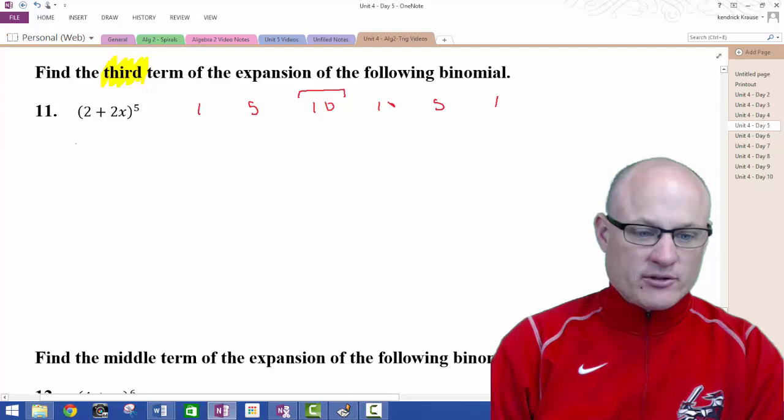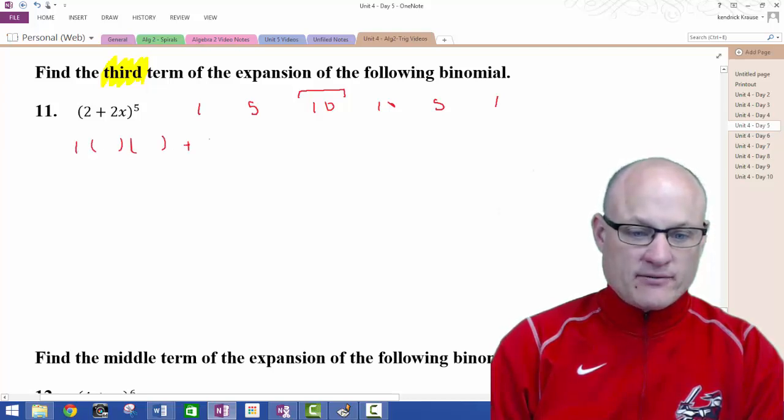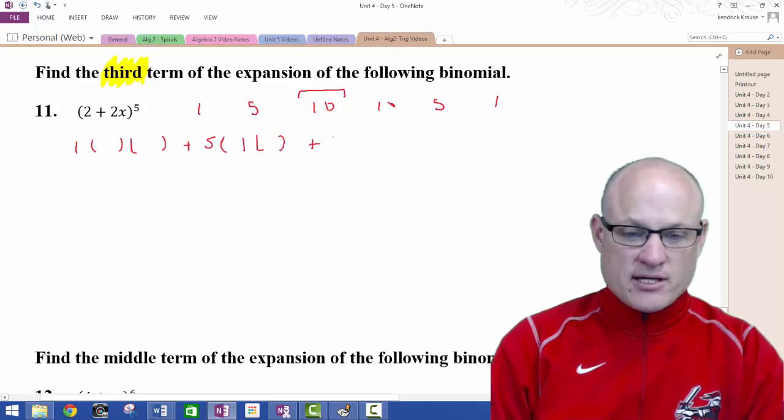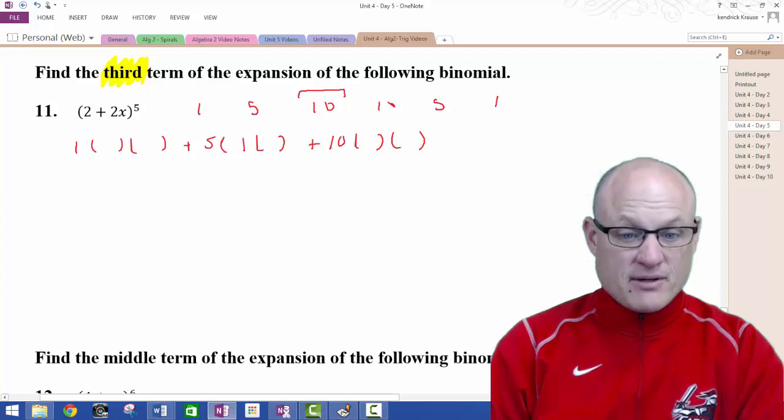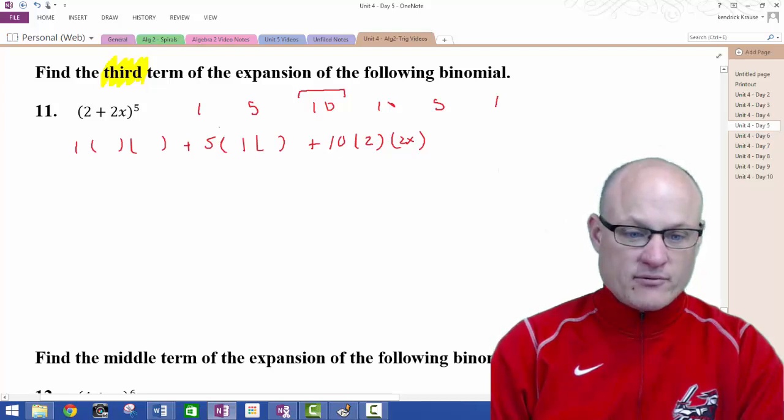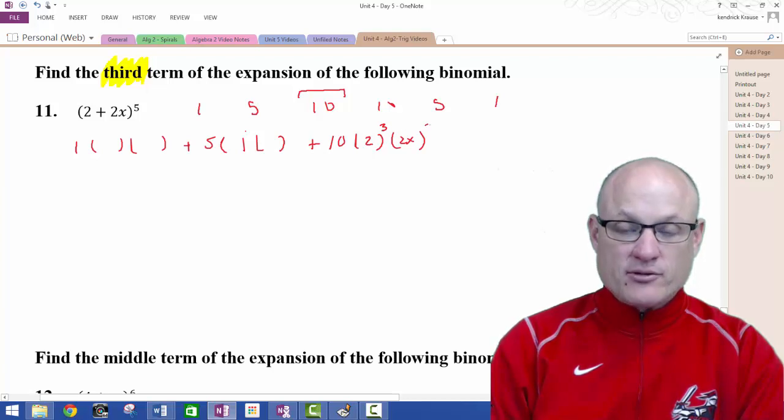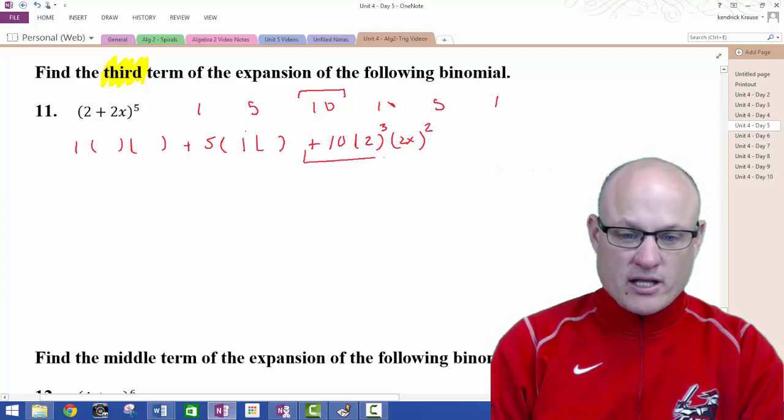So really what I'm going to do here is go 1, parenthesis, parenthesis, parenthesis, parenthesis, plus 5, parenthesis, parenthesis, parenthesis, parenthesis, plus 10, parenthesis, parenthesis, parenthesis, parenthesis. I'm going to stop there. And this one's going to go 2 and 2x. Let's go 5, 4, 3. And they got to add up to 5, so 3 and 2. So all I got to do is figure out what this is, and then I'm done.